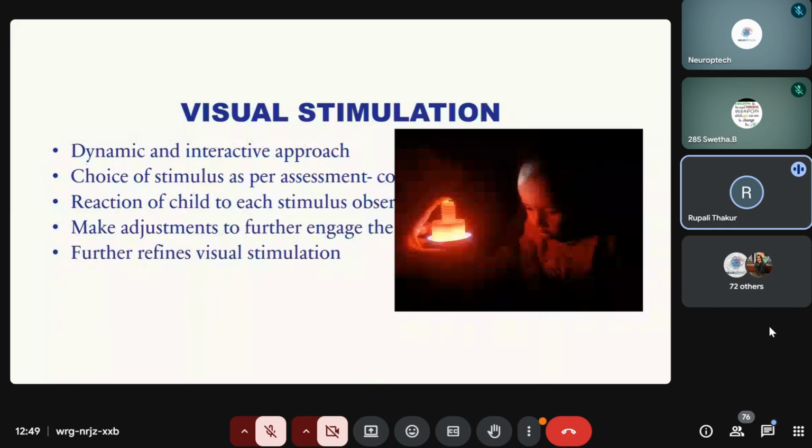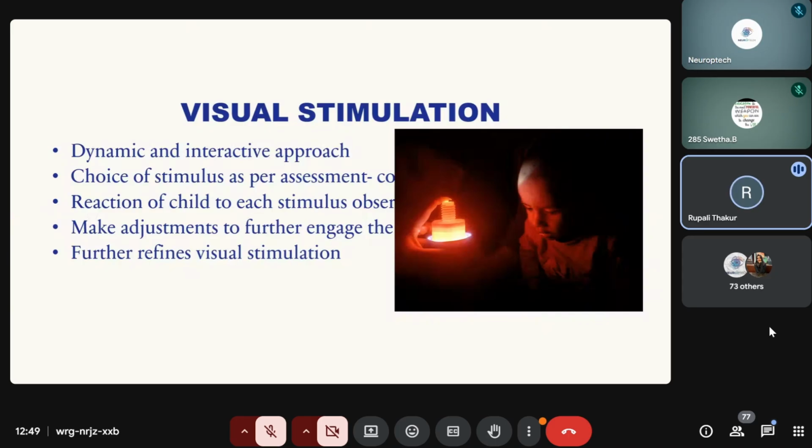In visual stimulation therapy, suppose in this child you can see we are showing a red target, but the child is looking at the down gaze. Then we have to see, okay, whether the child is looking over the target or not. But we have to keep showing the targets. One day, two days, it may be that on the fifth day the child is able to recognize and identify the object from a closer distance. Each stimulus and the reaction of the child needs to be observed. Make adjustments to further engage the child for refined visual stimulation.